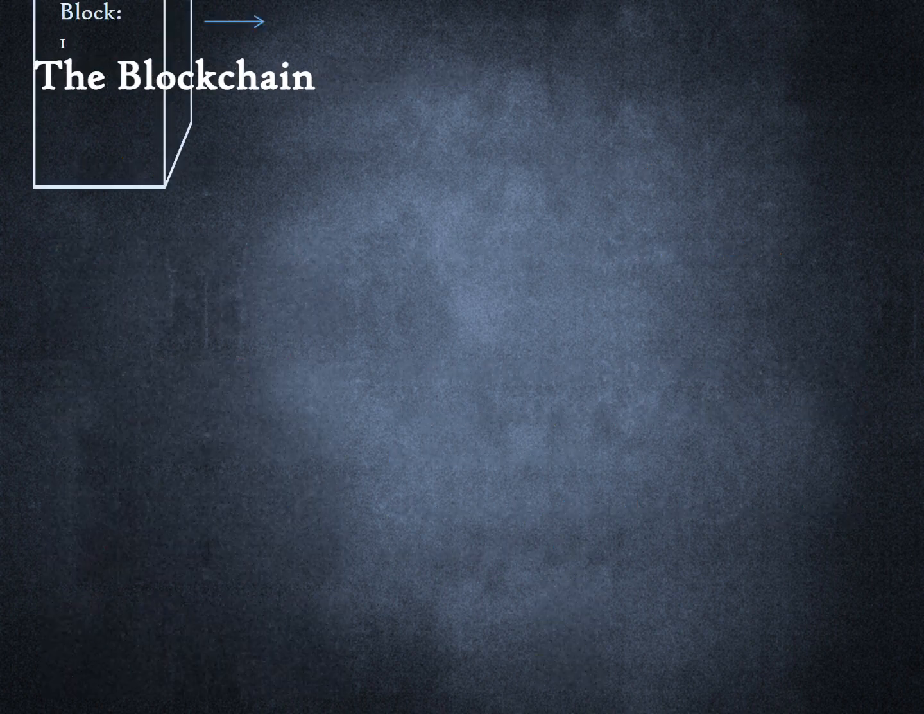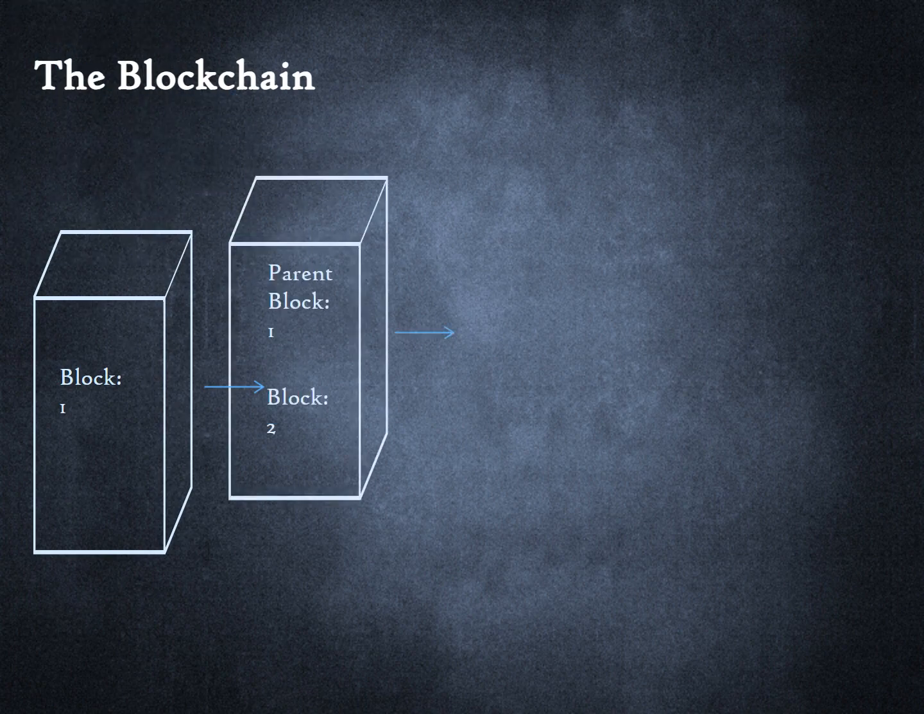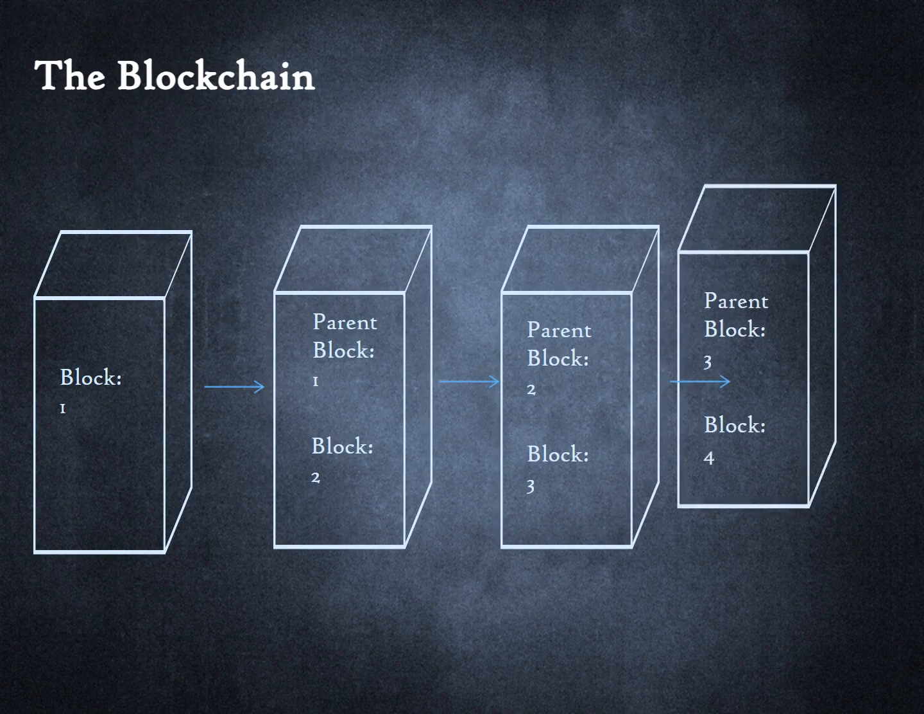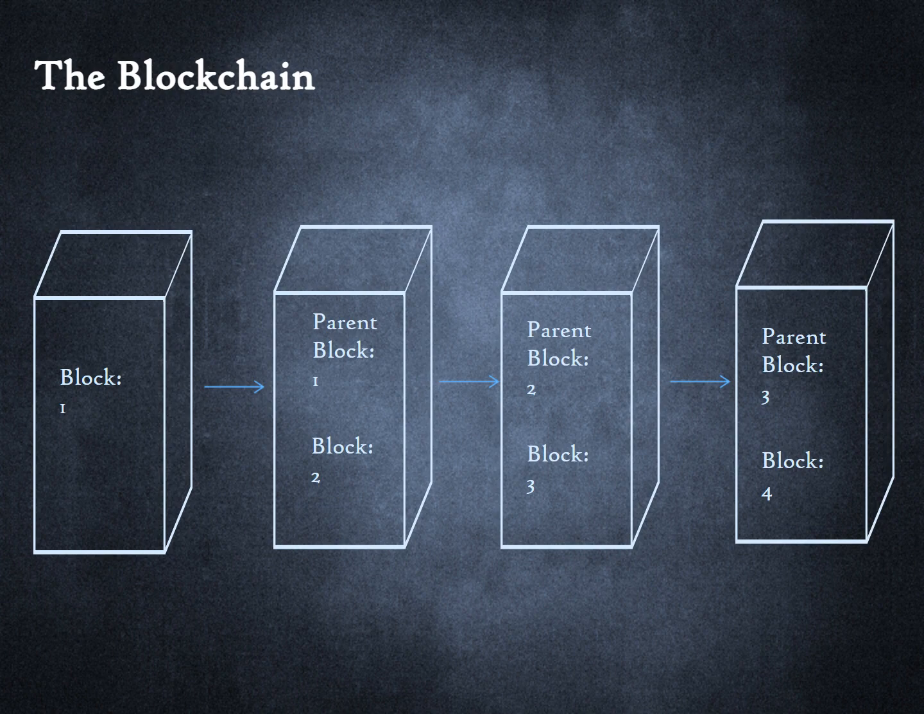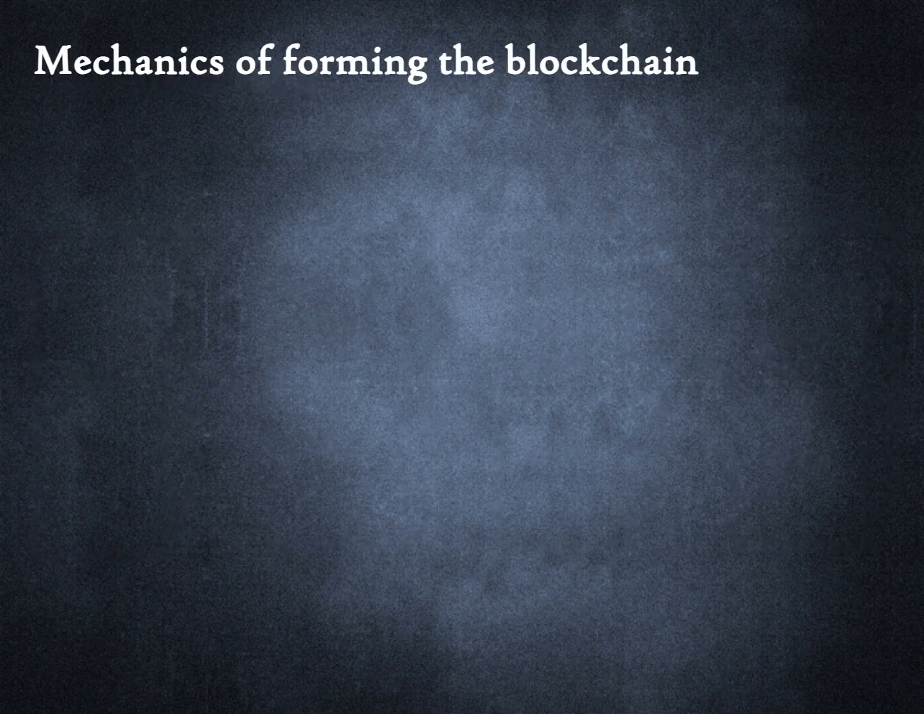Each new verified block is added to a chain of previously verified blocks. Consider block 1 that was the very first block ever mined and verified. Each block gets added to a chain with a unique identifier and references the identifier of the preceding block. The resulting chain of blocks is called the blockchain. So, now we know how the name blockchain is derived. We will now learn the mechanics of how a chain of blocks is formed.